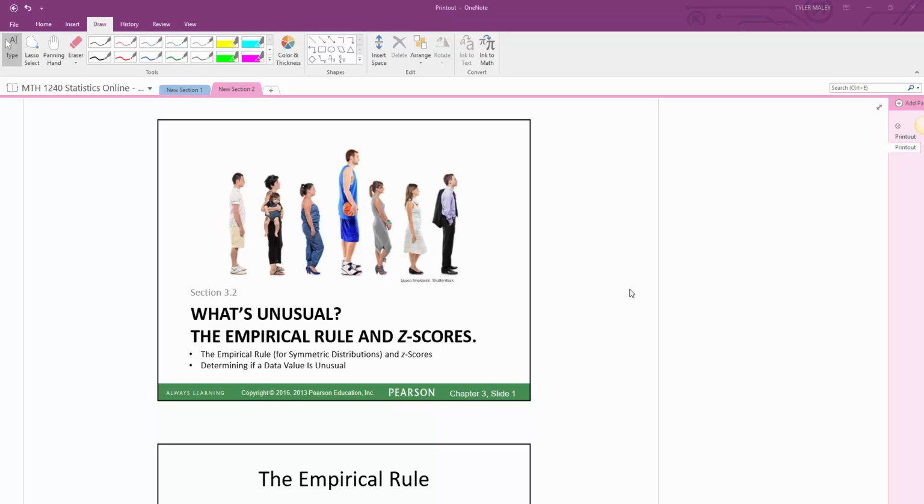Hi, good morning, class. So today we want to look at section 3.2, which is titled What's Unusual? The Empirical Rule and Z-scores. So we're going to look at the empirical rule for symmetric distributions and also Z-scores, and then also we want to be able to determine if a data value is unusual or not.